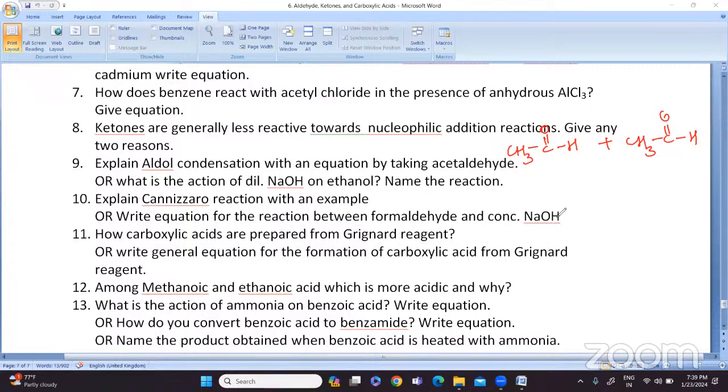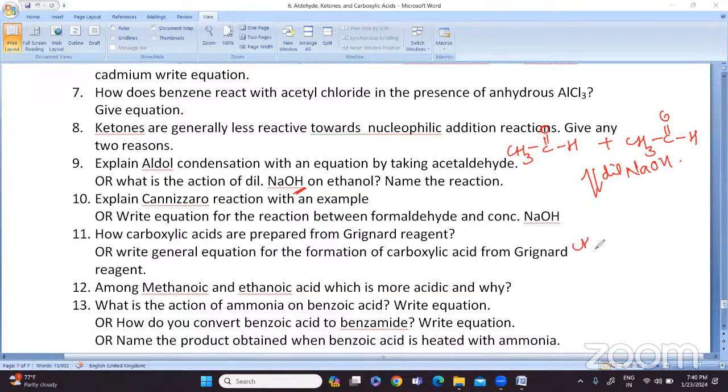The aldehyde should contain at least one alpha carbon atom. It undergoes self-condensation in the presence of any base; here they have given dilute NaOH, so I can take dilute NaOH. Then there will be loss of a water molecule and it forms an alpha beta unsaturated carbonyl compound.